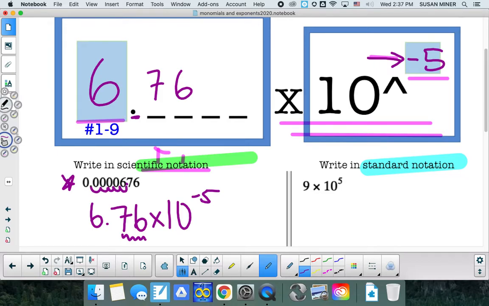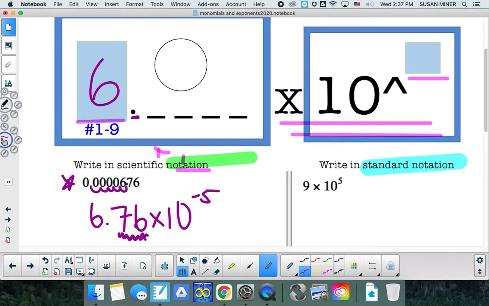And so, like I said before, a general rule for Mrs. Miner and Mrs. Zeider is give at least 2 decimal places back here and then round everything else off. Like if, let's say I had a 3 back here, then I would do 6.76 and then I would round off the 3. I hope that makes sense. Okay, let's try another one.